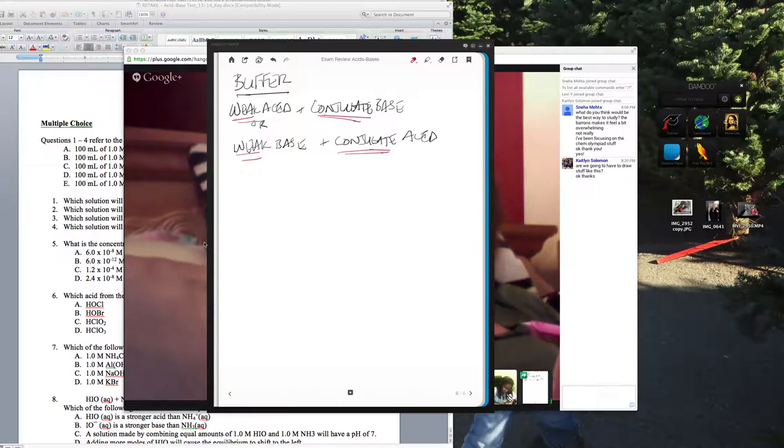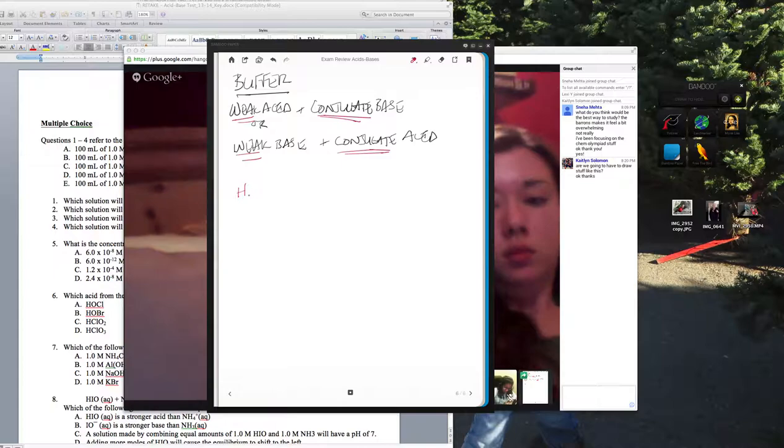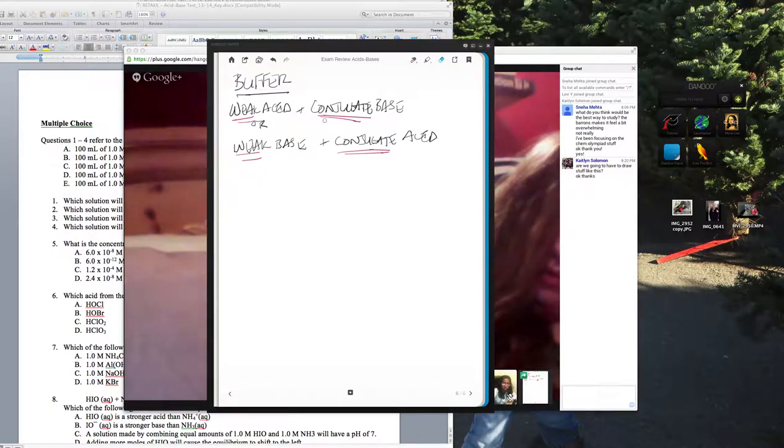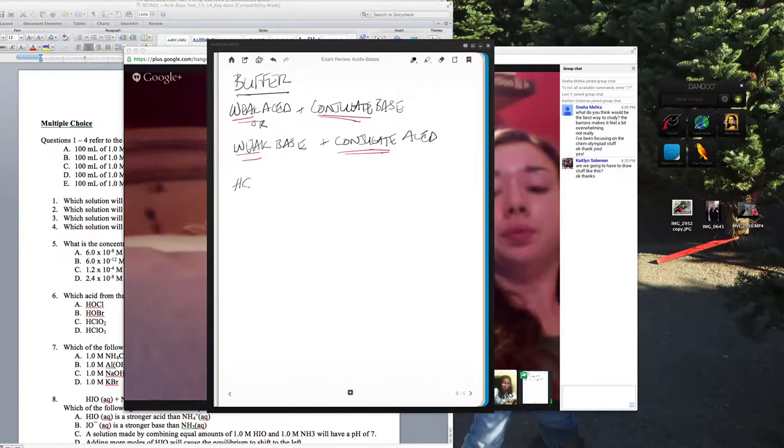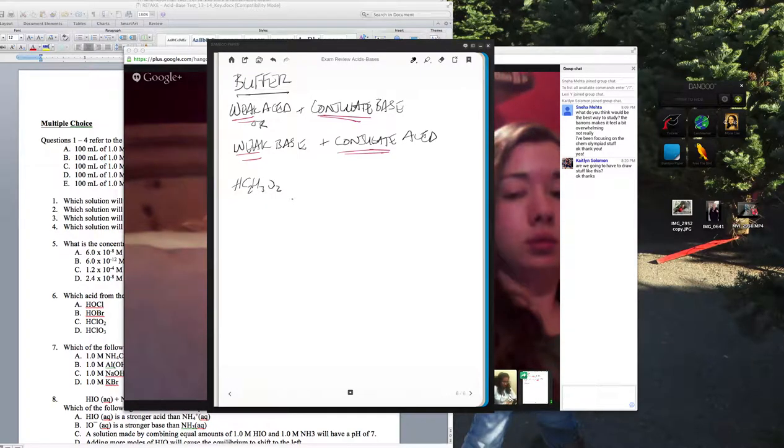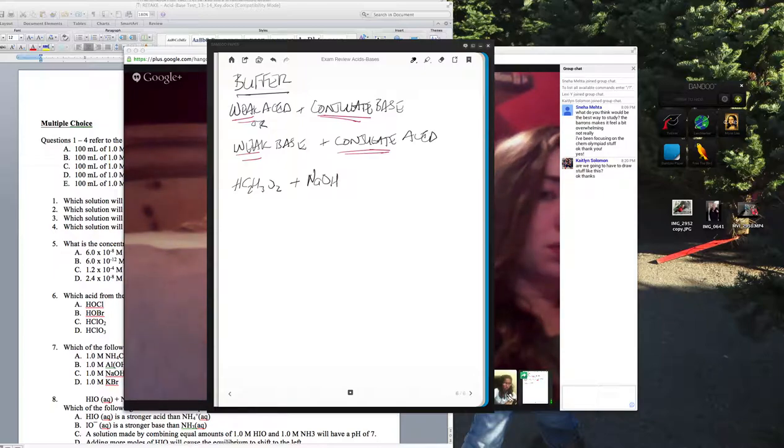Okay. Because questions that will throw you off will be like, oh, it's HC2H3O2, you're great, weak acid, excellent. All right, and we're gonna mix that with NaOH, okay? Well, that's not possible, right? Because that's a strong base, so that can't work with that, okay?